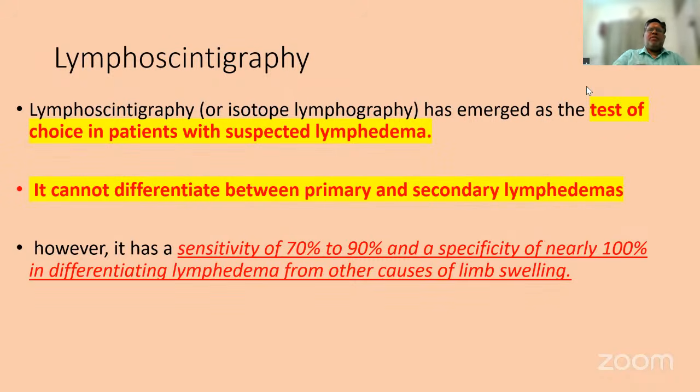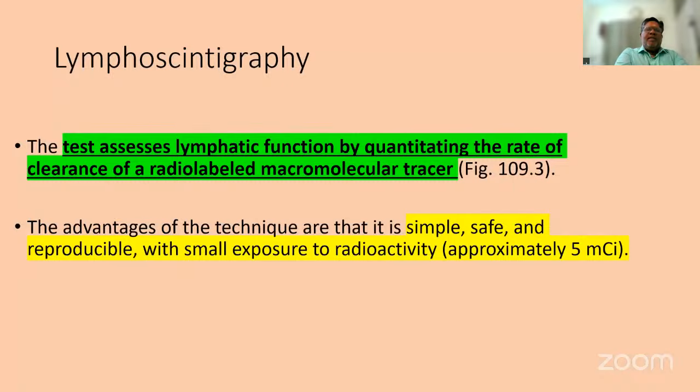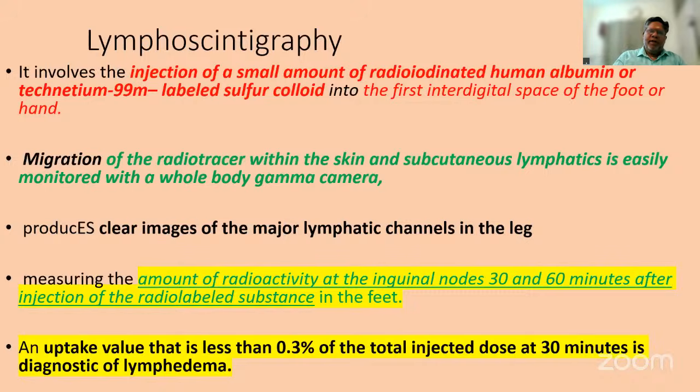What we do in lymphoscintigraphy, or isotope lymphography, is we basically assess the lymphatic function by quantifying the rate of clearance of a radio-labeled tracer. First of all, we inject a small amount of technetium 99 labeled human sulfur colloid or radioiodinated human albumin into the first web space.